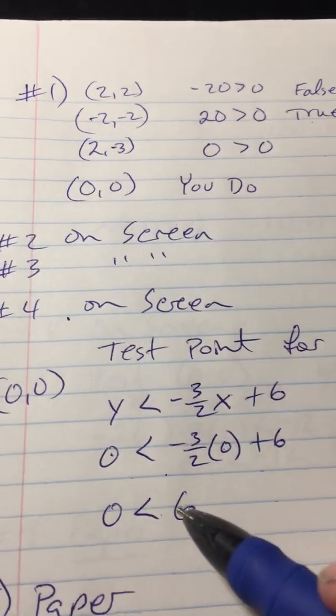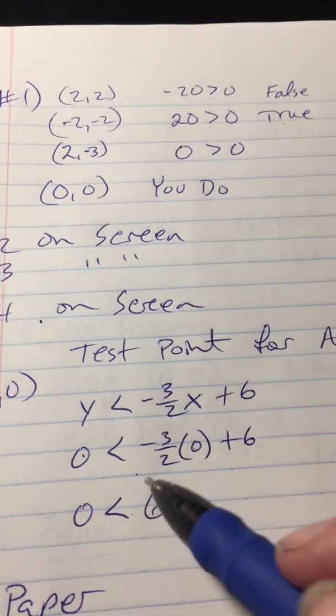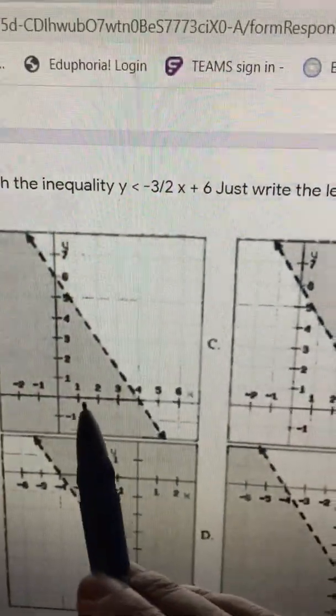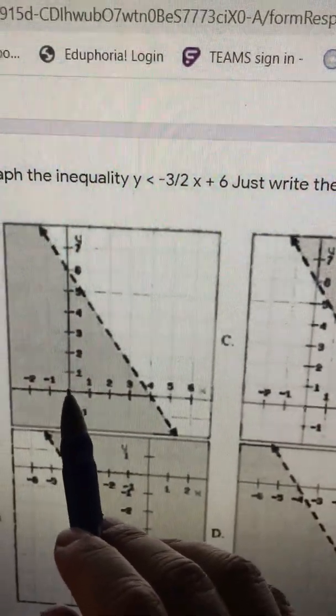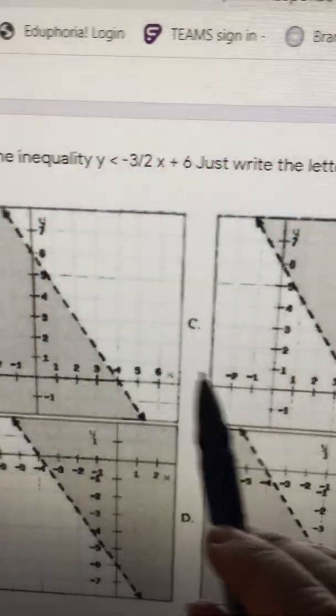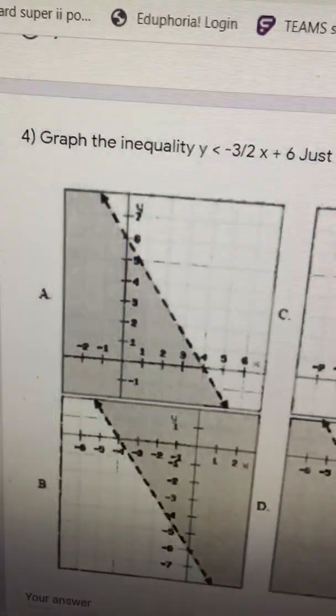So I want to pick the picture that has the origin in the shaded area. The shaded area has your points. So between these 2 pictures up here, which one has the origin in the shade? This one? Yes. This one? No. So A is your answer. All right, so you can test that point to pick those out.